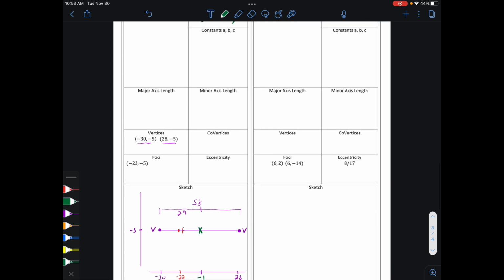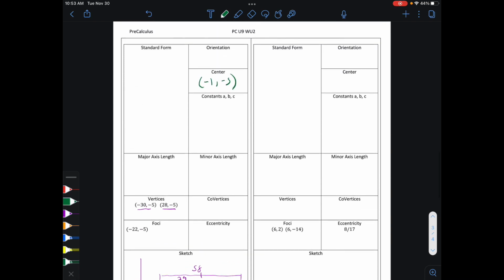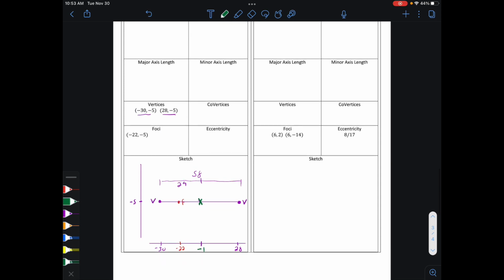Notice how our vertices are sideways. They're horizontal of one another. If your vertices are left and right, your orientation is horizontal. So I have that. Now, what else can we get?